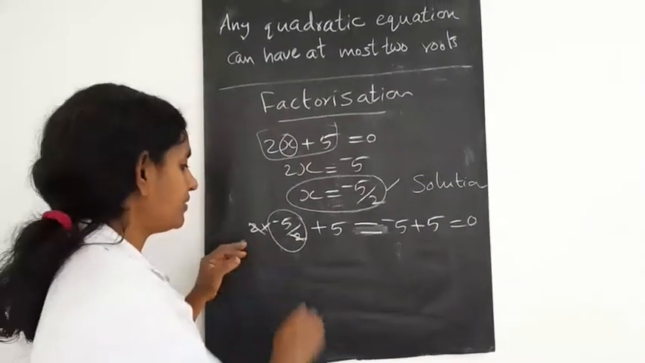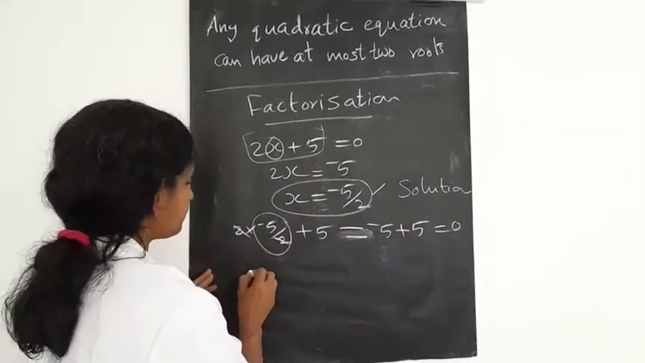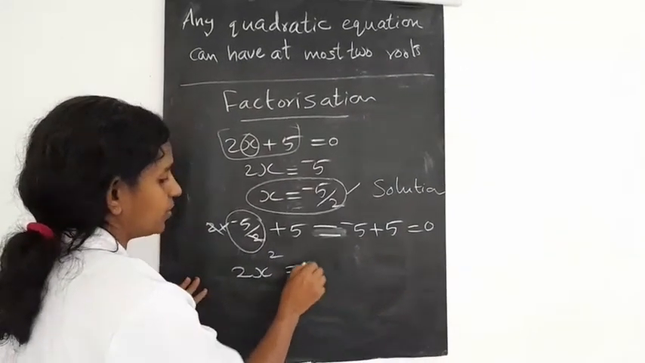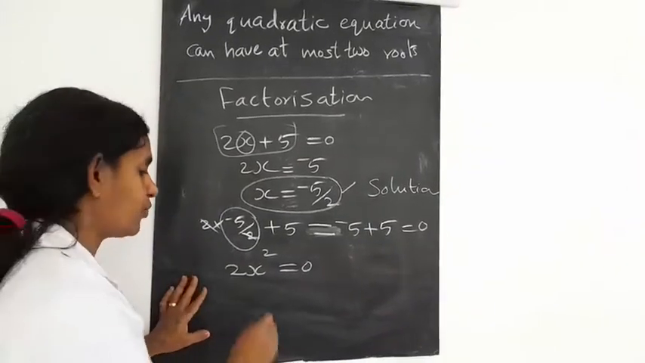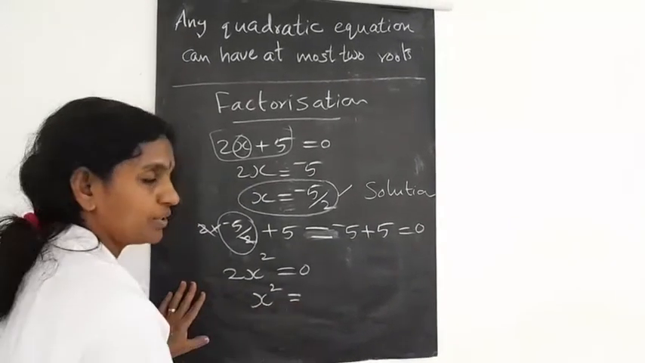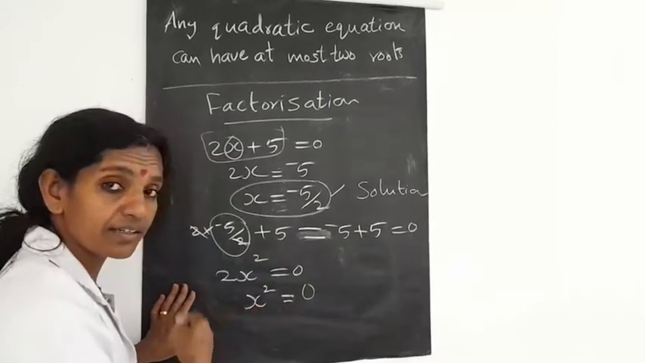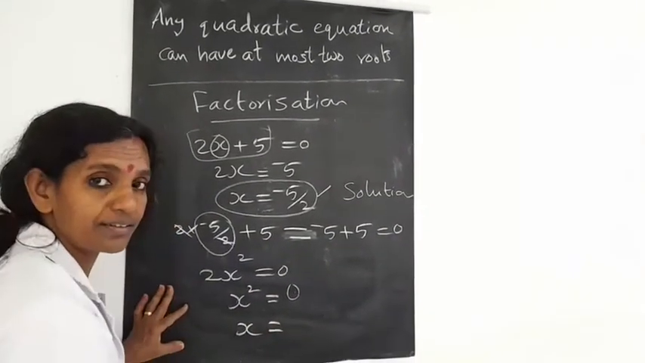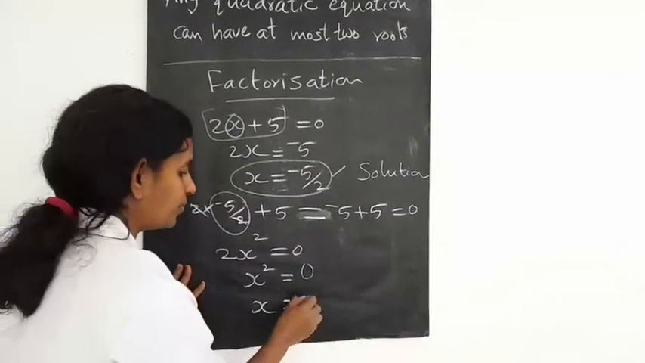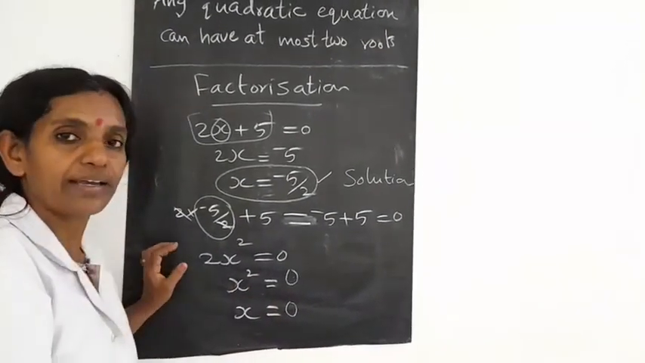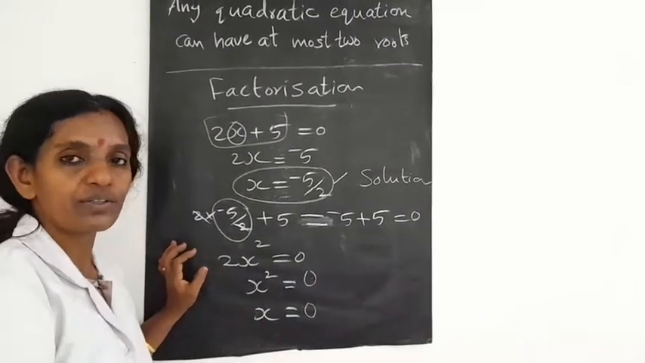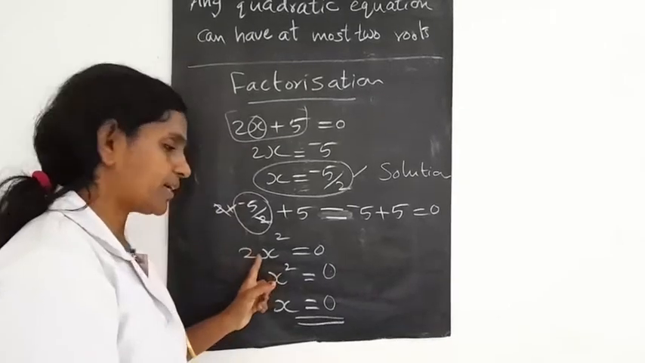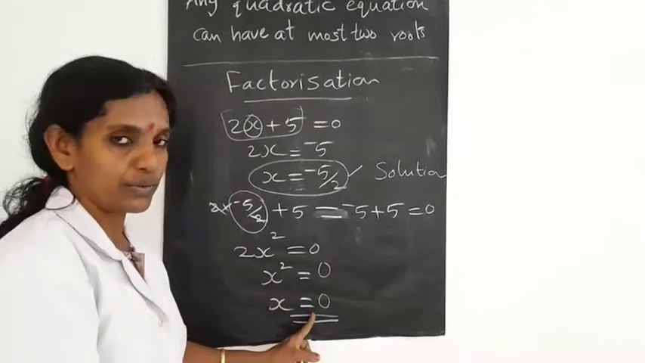One simple example we can see. Suppose 2x square equal to 0 is given. So x square equal to 0 by 2, and 0 by 2 means 0. Now x square equal to 0 means x equal to 0, because the square root of 0 is 0. So the solution of this quadratic equation is x equal to 0.